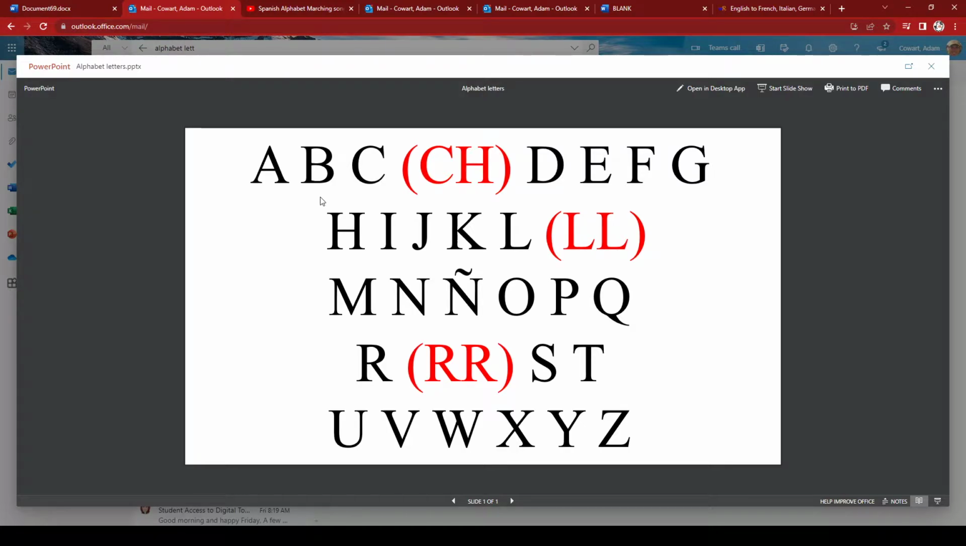A, B, C, Che, D, E, F, G, H, I, J, K, L, E, M, N, Ñ, O, P, Q. Now these are both pronounced exactly the same.